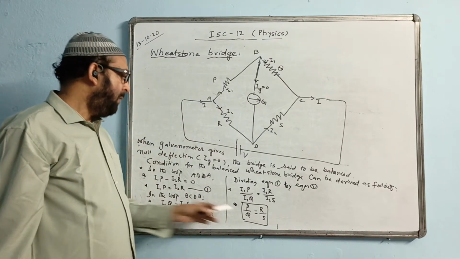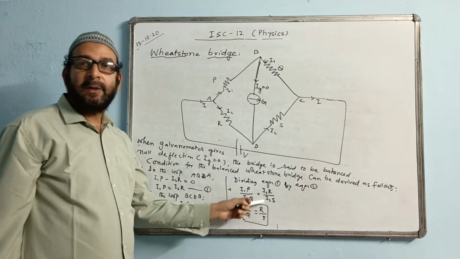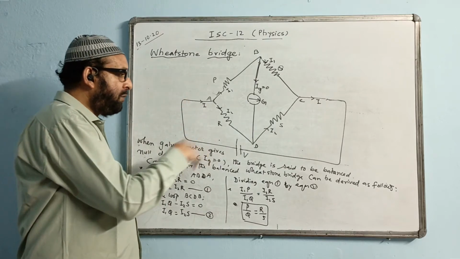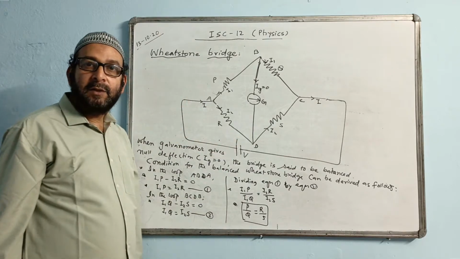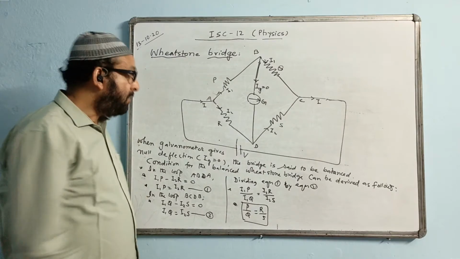So this is the condition for the bridge to be balanced. P by Q must be equal to R by S. P by Q equal to R by S gives the condition for a balanced bridge. Hope you understood this one.